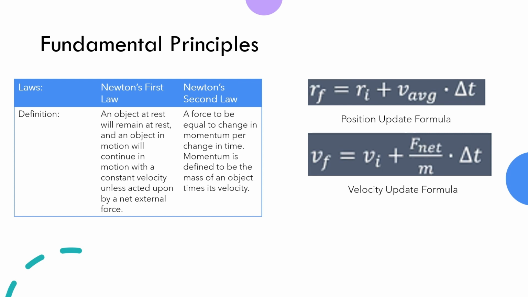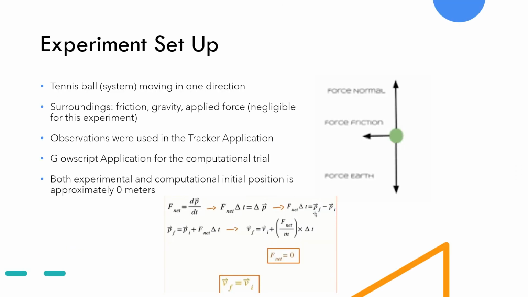It's also used to understand how systems and surroundings interact, which we will go over later on. The two formulas that we are mentioning today are the position update formula and the velocity update formula, which we will also go over later. The setup of this experiment for the experimental part is the tennis ball rolling in one direction across the floor. The surroundings, which are friction, gravity, and applied forces, are negligible for this experiment.